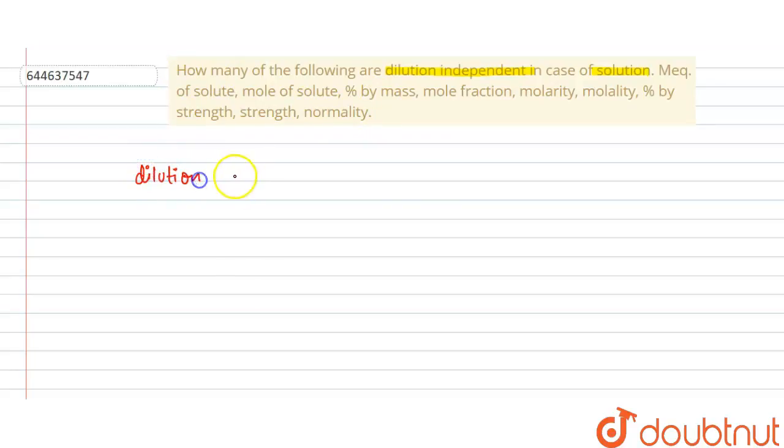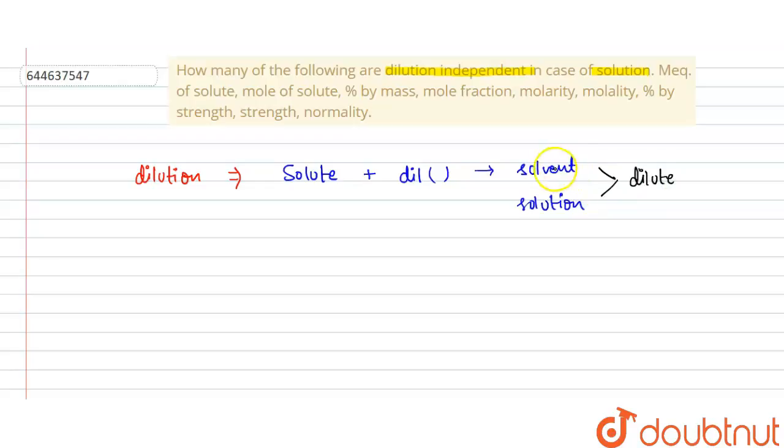So what is the meaning of dilution? If we have a solute only, then we add dilution, that is, we add solvent. So this will be either a solvent, or in the case of solution, both solution and solvent are affected by diluting. So if any quantity has either solution or solvent in it, that means it is dilution dependent.